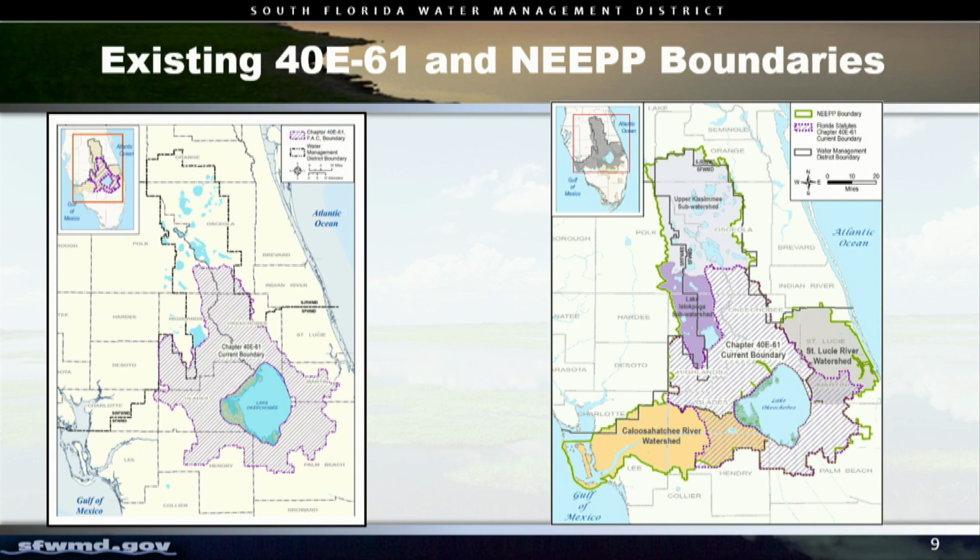So this next slide highlights the boundary changes. On the left side of the slide, we have a map that shows the existing 40E-61 boundary. On the right-hand side, we have that same boundary superimposed over the NEEP boundary. So to be consistent with the NEEP, we will definitely have to expand the boundaries of the rules.